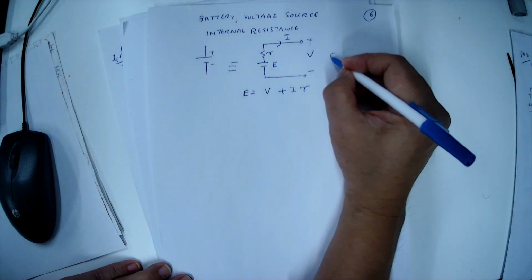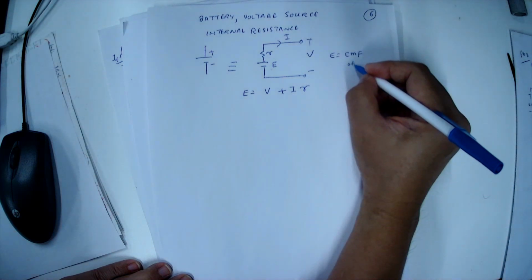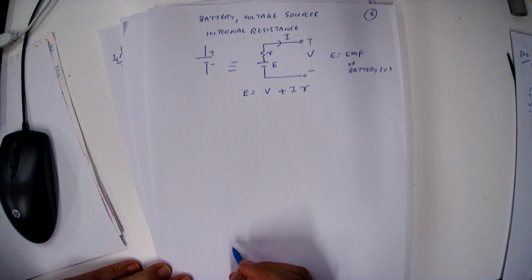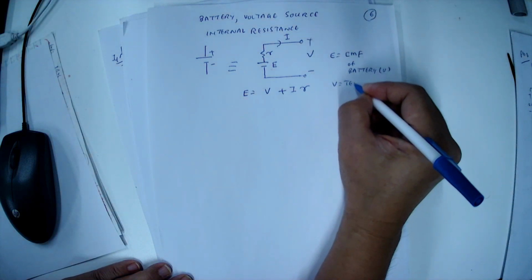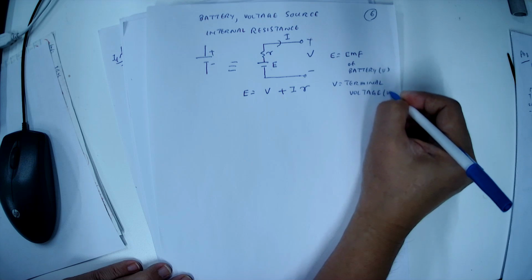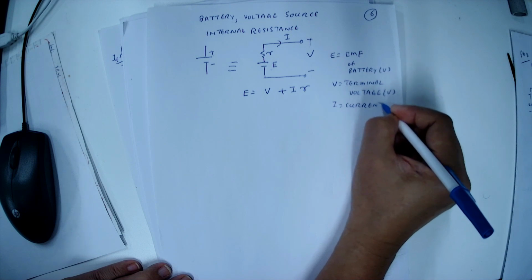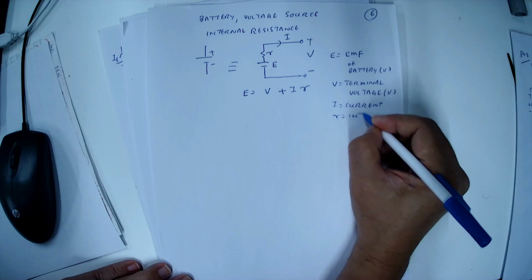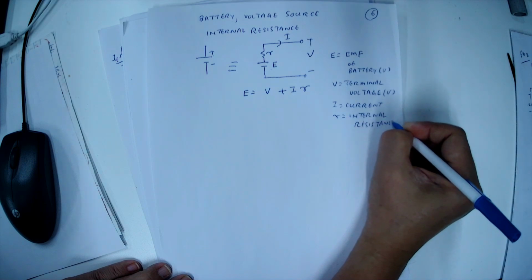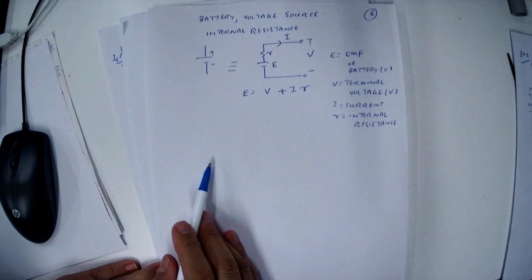So E is the electromotive force of the battery. Unit is volt. V is the terminal voltage. I is the current. R is the internal resistance. So this is the equation for the battery and the equivalent circuit for the battery.